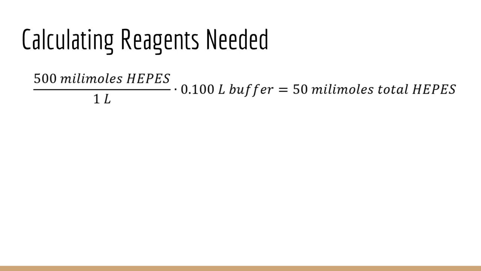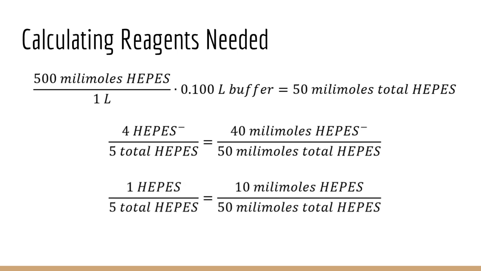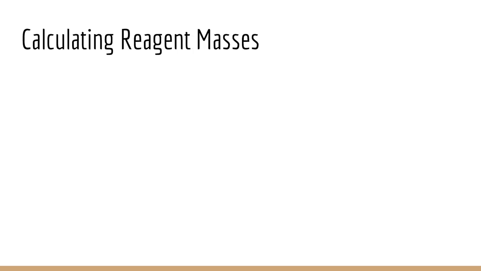Now, we can set up ratios to determine the number of millimoles of HEPES and HEPES minus we need. Since there are 4 parts HEPES minus for 5 total parts of HEPES, we need 40 millimoles of HEPES minus. Similarly, because there is 1 part of HEPES per 5 total parts, we need 10 millimoles of HEPES. We're almost finished with our calculations.